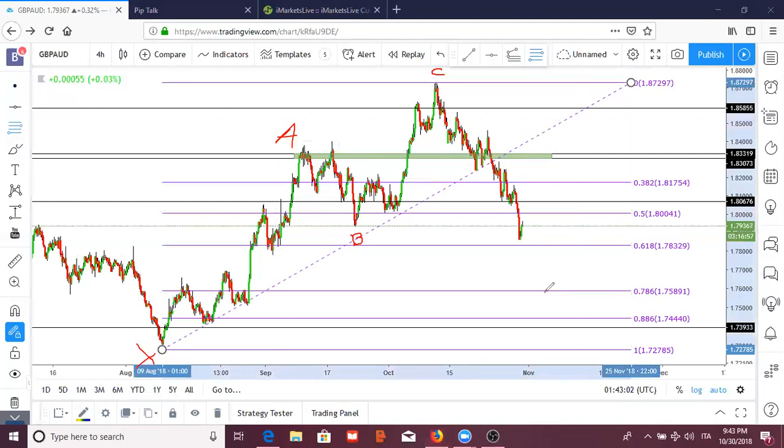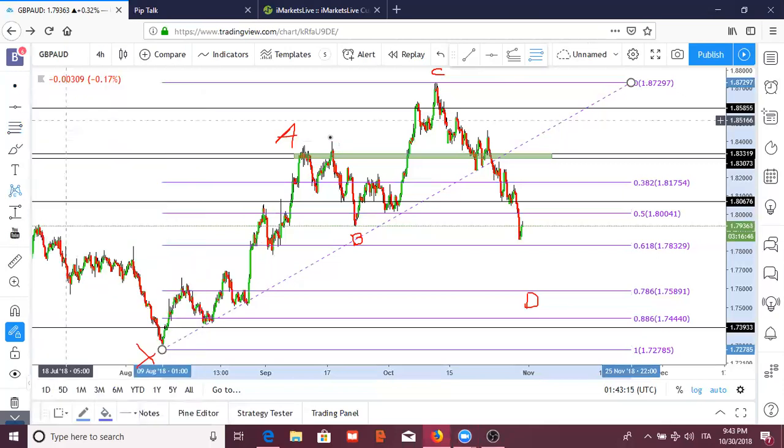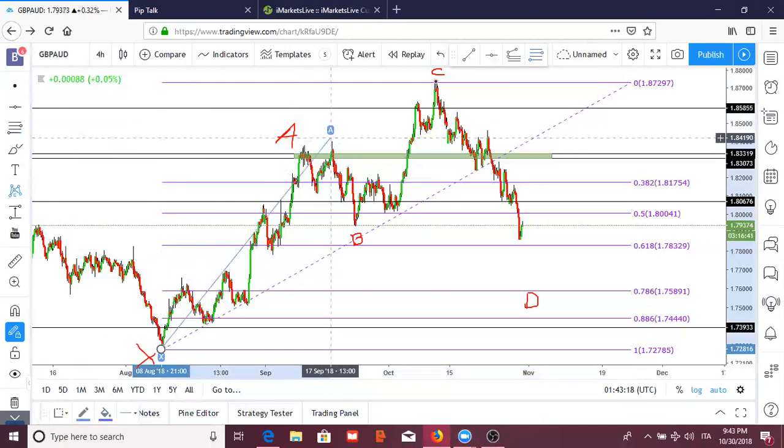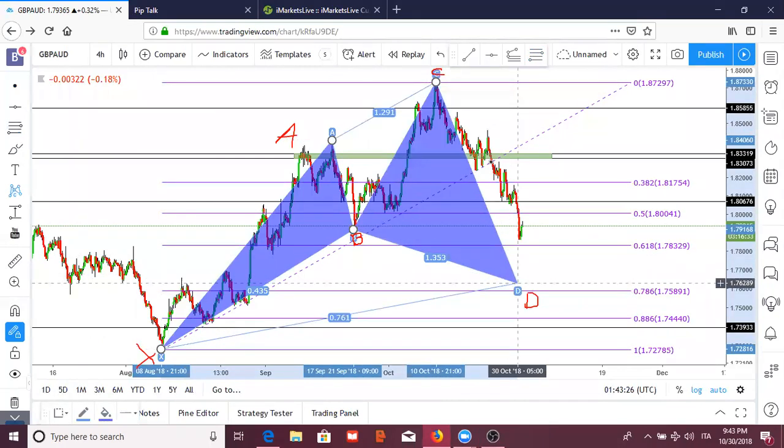And this is the completion of the bat pattern. I'm sorry, listening to y'all. This is the completion of the cipher pattern. And this is what it looks like, X to A to B, B to C. C completes all the way down here to D.